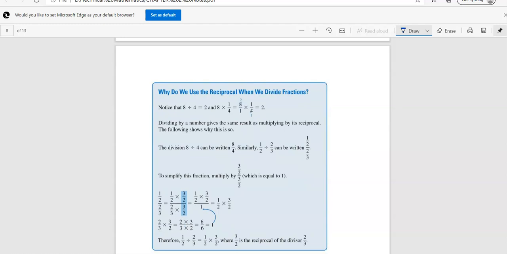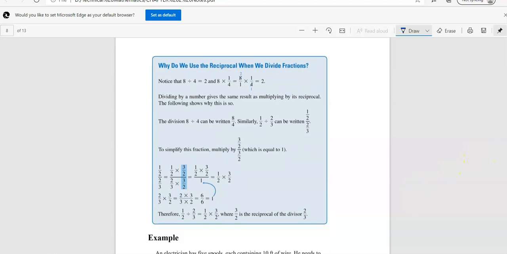So you may be that student who is asking, why do we use reciprocals when we divide fractions? And this gives an explanation of that. So feel free to read that if you're curious about that.